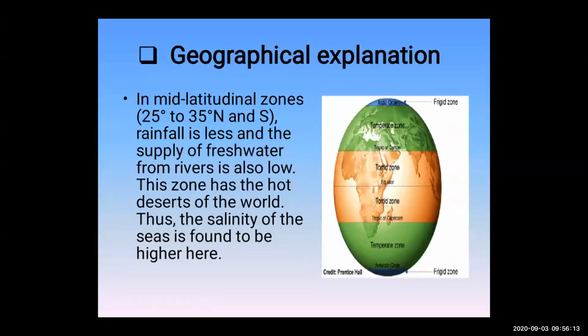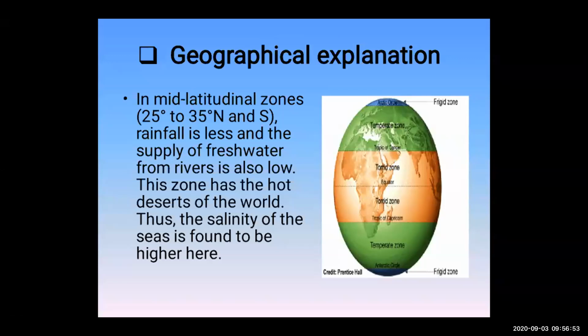Next, the geographical explanation about salinity. They have explained the mid-latitude zone. Now, what is the mid-latitude zone? On your screen, you can see the image. The mid-latitude zone means above the Tropic of Cancer and below the Tropic of Capricorn. That is the temperate zone, the portion in green color. These are the mid-latitudinal zones, at 25 to 35 degrees north and south.